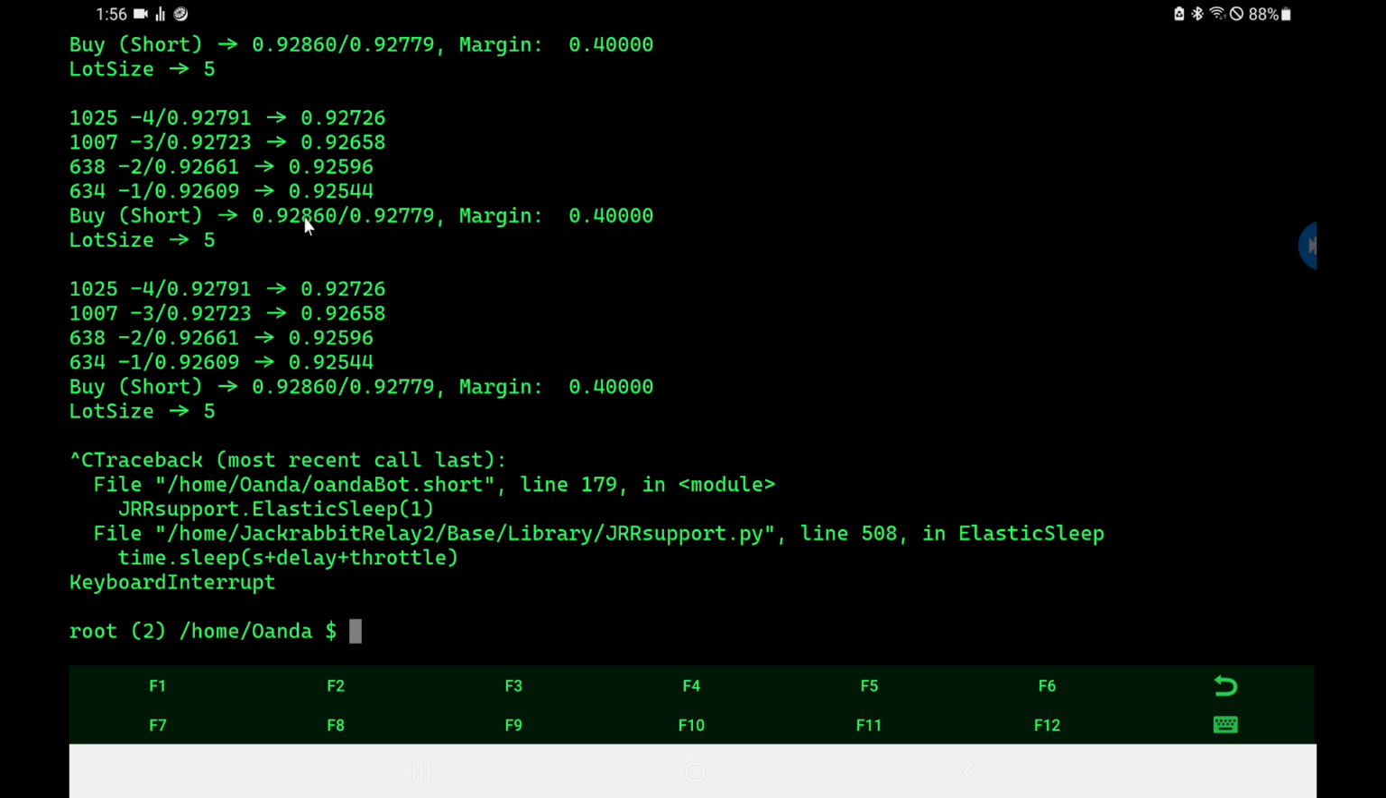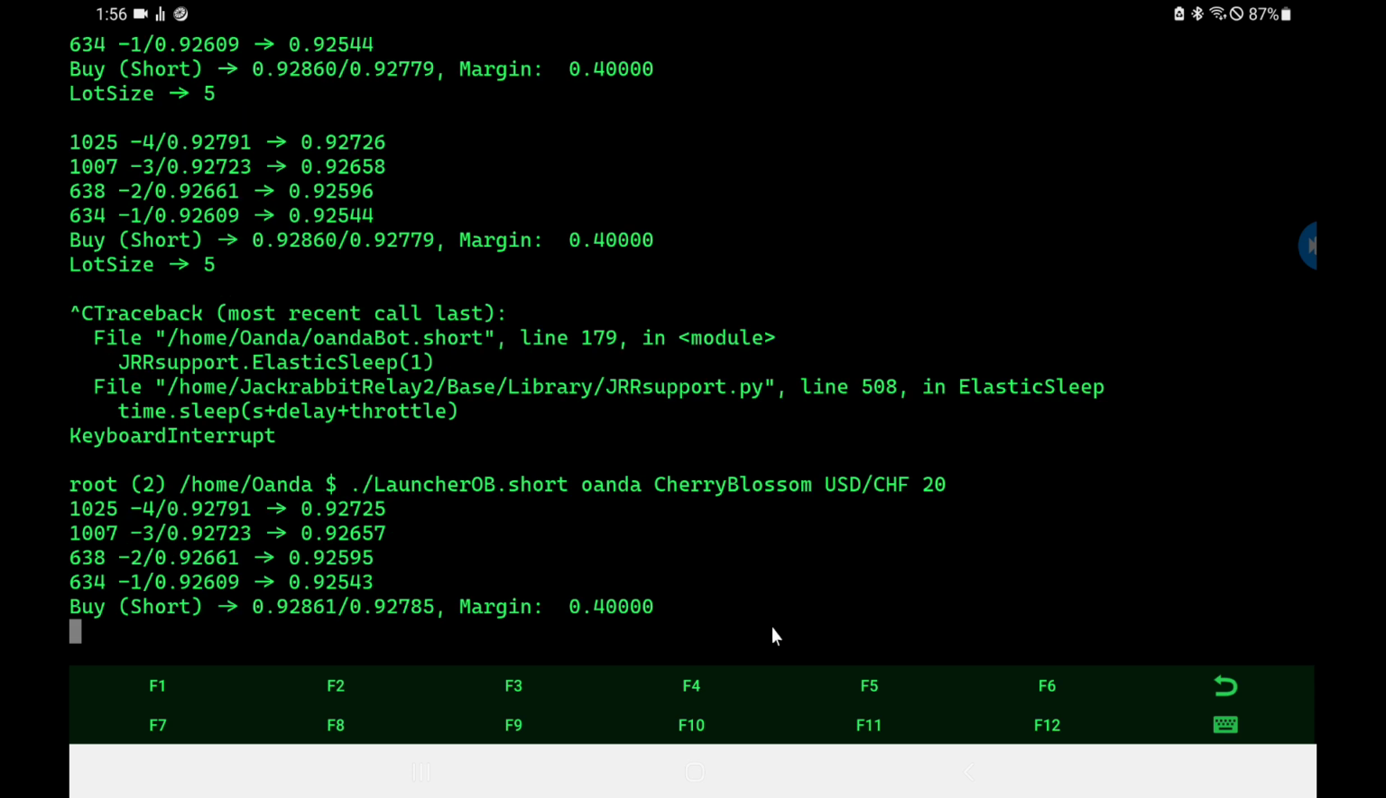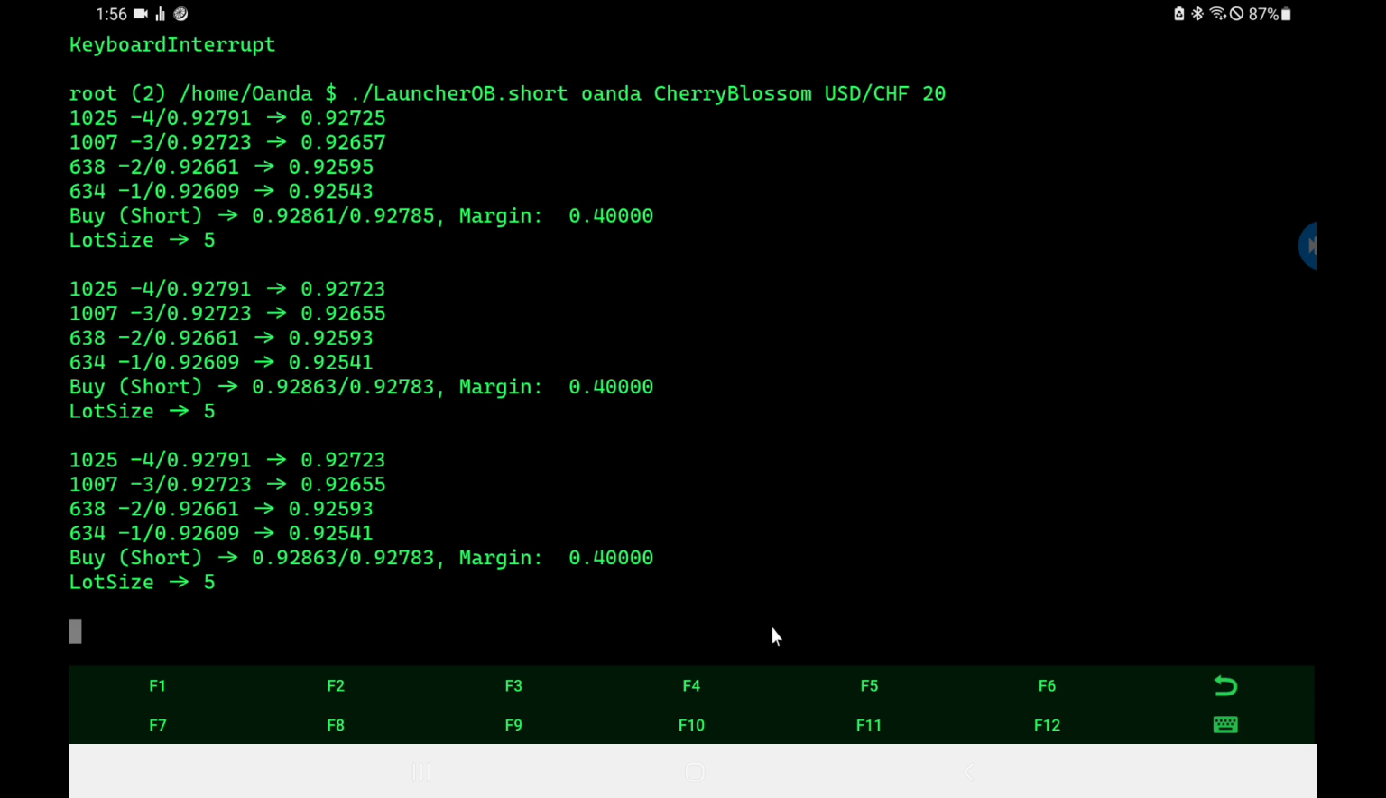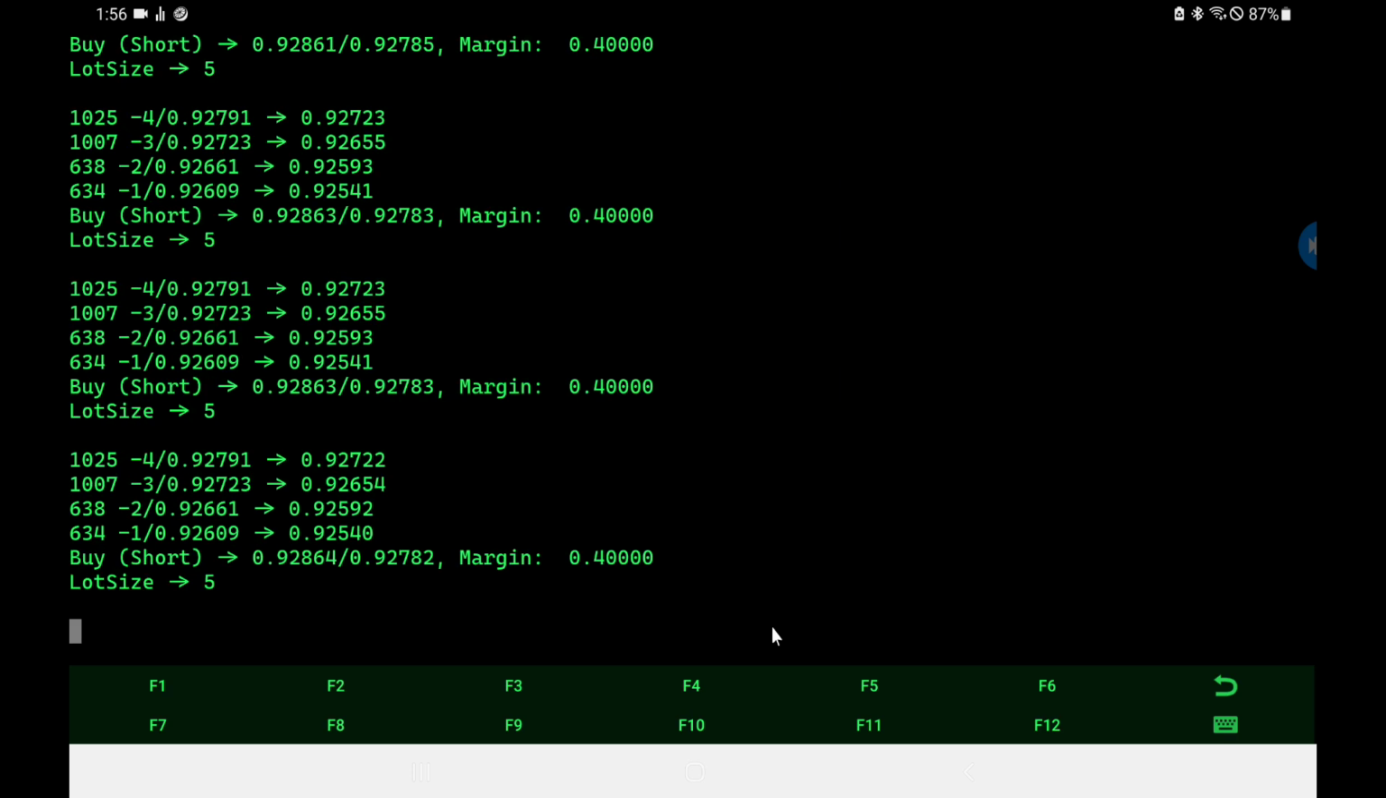So now that we have the actual next purchase price, the actual current ticker, and our current margin, let's restart this program. And here, as I've demonstrated, USD, Swiss franc, my margin limit $20, and then of course my Oanda account information. And here we go. Now we can see it ticking away and working.